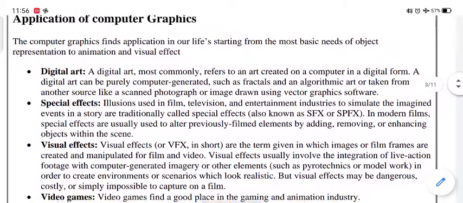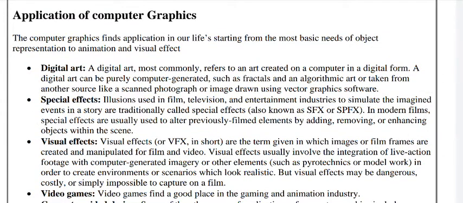One is digital art. It is commonly used to create computer images in a digital form, based on digital media, like creating news or different kinds of things. Digital art is more commonly referred to as art created by a computer in a digital form. Digital art can be purely computer generated, using algorithms to create scanned photocopies or images with the help of vector graphics. Like creating cards, a job card, or a poster, or the images which you create with the help of computer graphics, that is what digital art is.